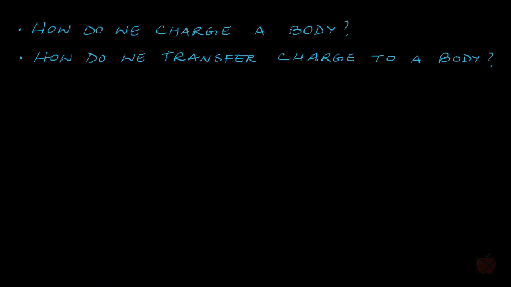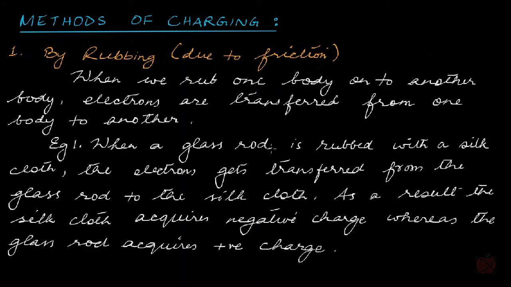Now there are various processes by which you can charge a body. Okay, so let us discuss those processes one by one. So the methods of charging. Number one, by rubbing. So basically, if you rub two bodies, there will be friction. Yes, so friction causes the transference of charge from one body to another body.